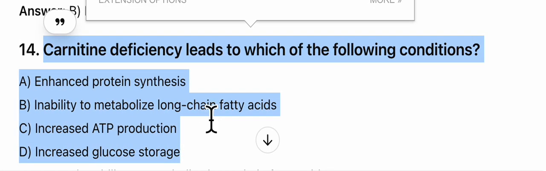Carnitine deficiency leads to which of the following conditions? A. Enhanced protein synthesis. B. Inability to metabolize long-chain fatty acids. C. Increased ATP production. D. Increased glucose storage.